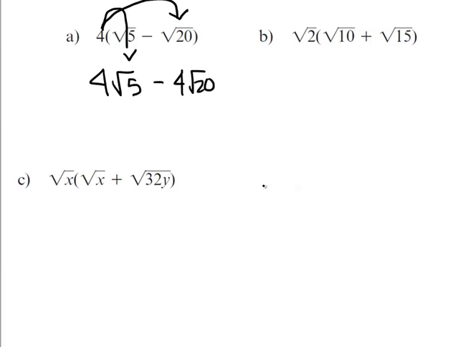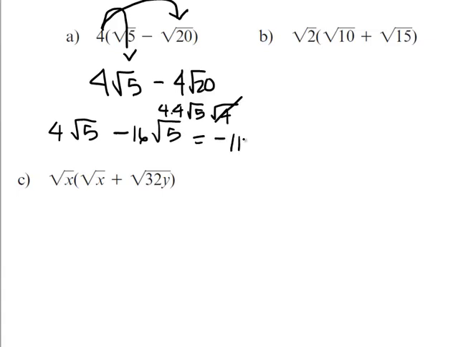Now, I might think I was done, but maybe I'm not, because are my radicals the same? No. Is this radical a factor of that one? Yes. So let's do some experimenting and see if we can take this apart. This is the same as 4 times the square root of 5 times the square root of 4, because 4 times 5 makes 20. So that gets to come out and be over here. So now I have 4 times the square root of 5 minus 16 times the square root of 5, which gives me negative 11 square root 5.